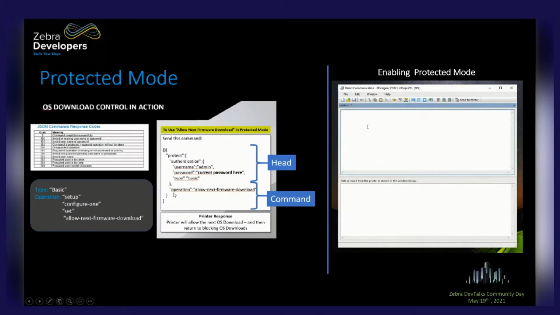The second part of the operation is the command that you want to enable. In this particular case, what we are doing is enabling the printer to download the firmware. After the firmware is updated, the printer will be put back to not allowing more downloads. But in addition to that, you need to set up the SGD command to have that option permanently.